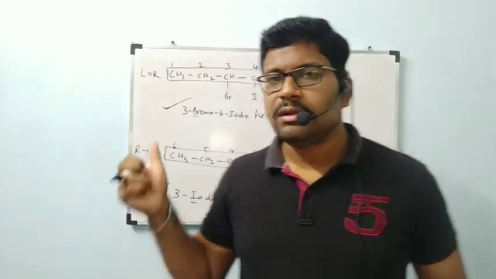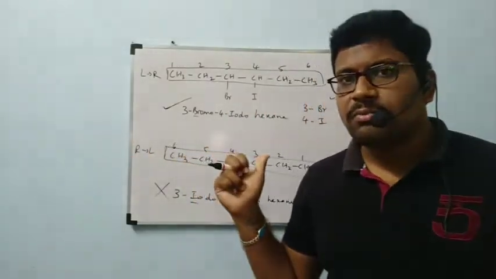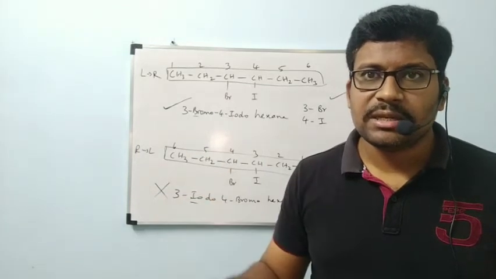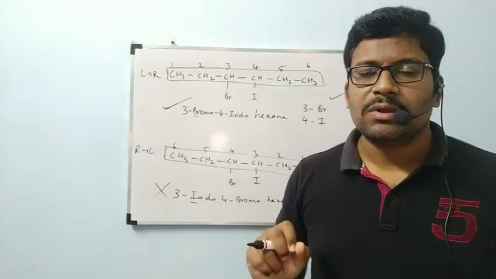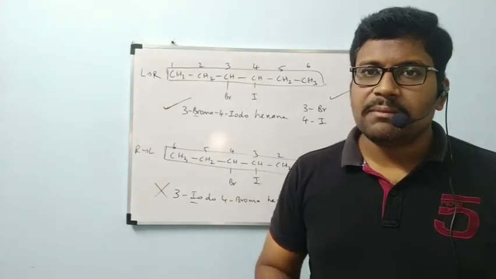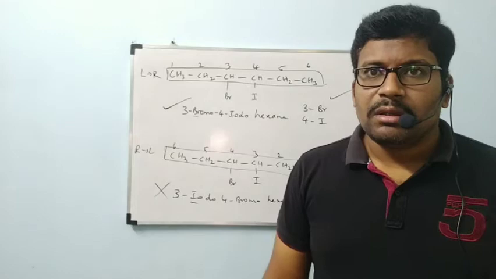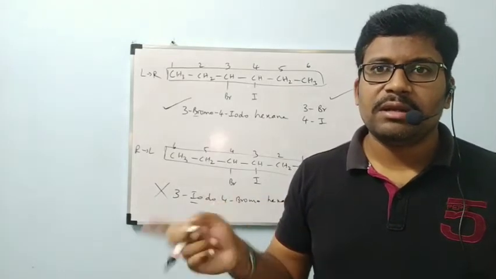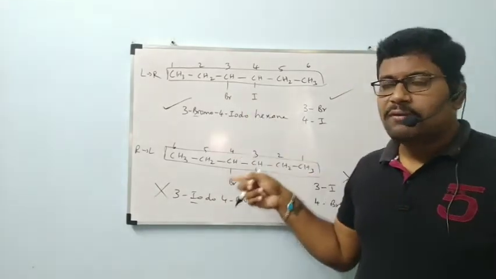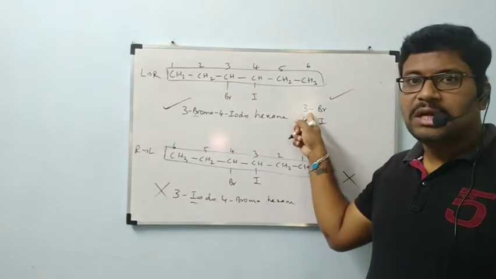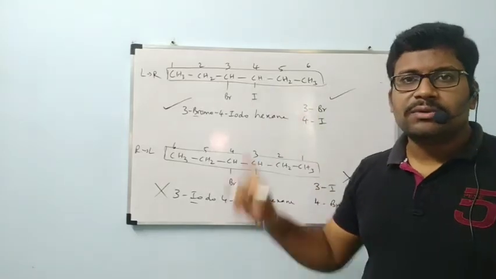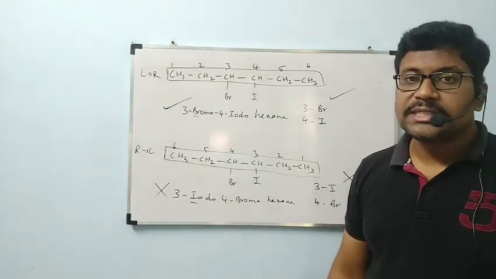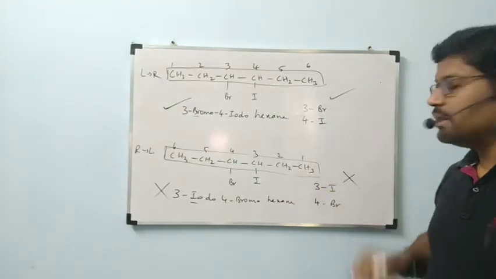According to alphabetical order, if you take bromine and iodine, which one comes first alphabetically? Bromine. So that bromine must get the least number compared to iodine. So we need to see in which numbering bromine is getting the least number, that numbering we have to follow, left to right or right to left. In the given compound, we got bromine the least number in left to right. So I took left to right as correct and right to left as wrong, because bromine and iodine are getting the same numbers, 3 and 3 here.